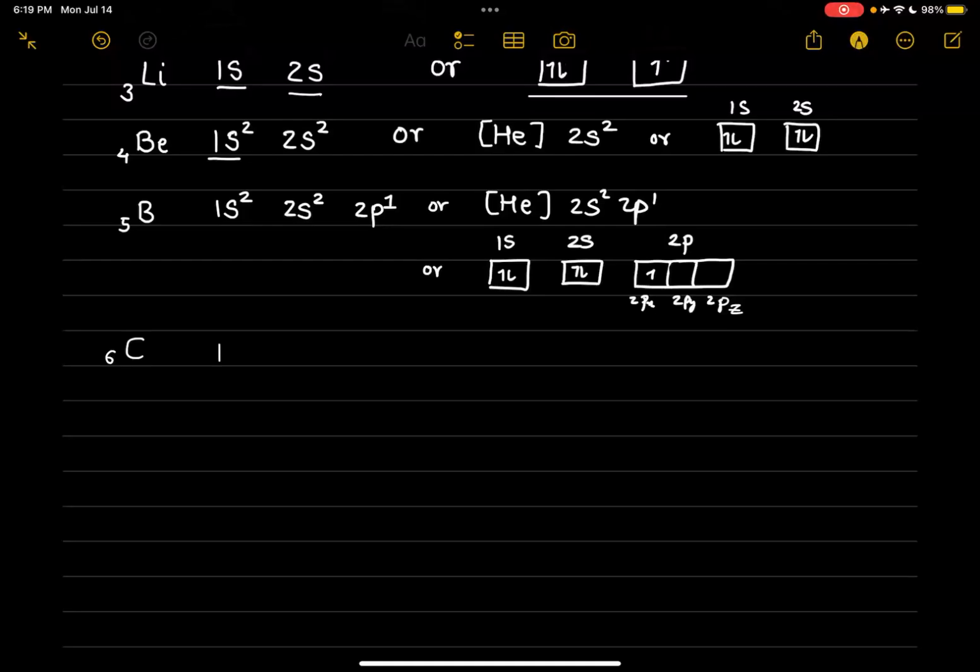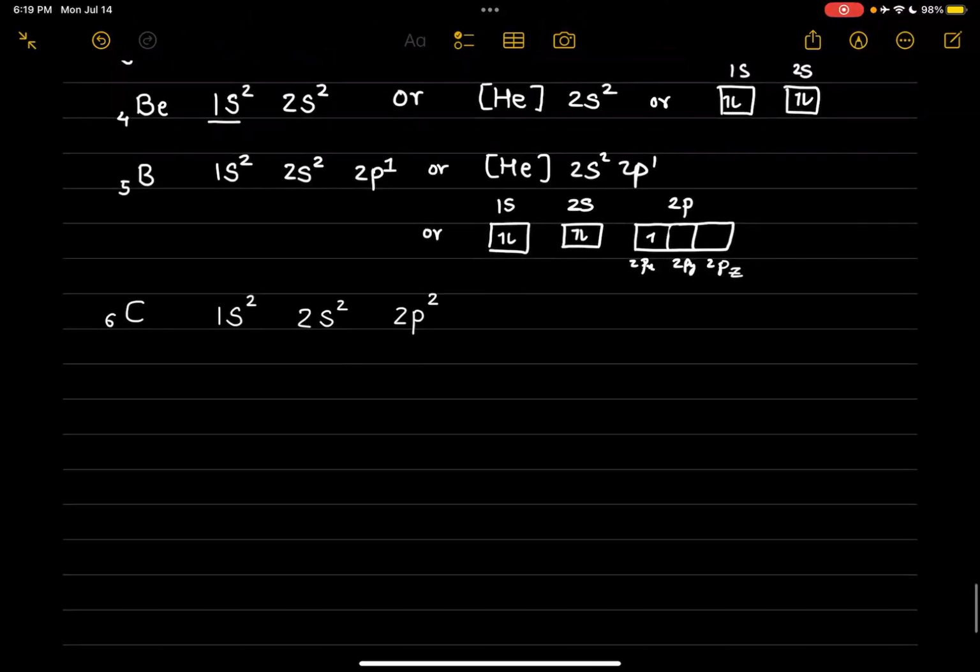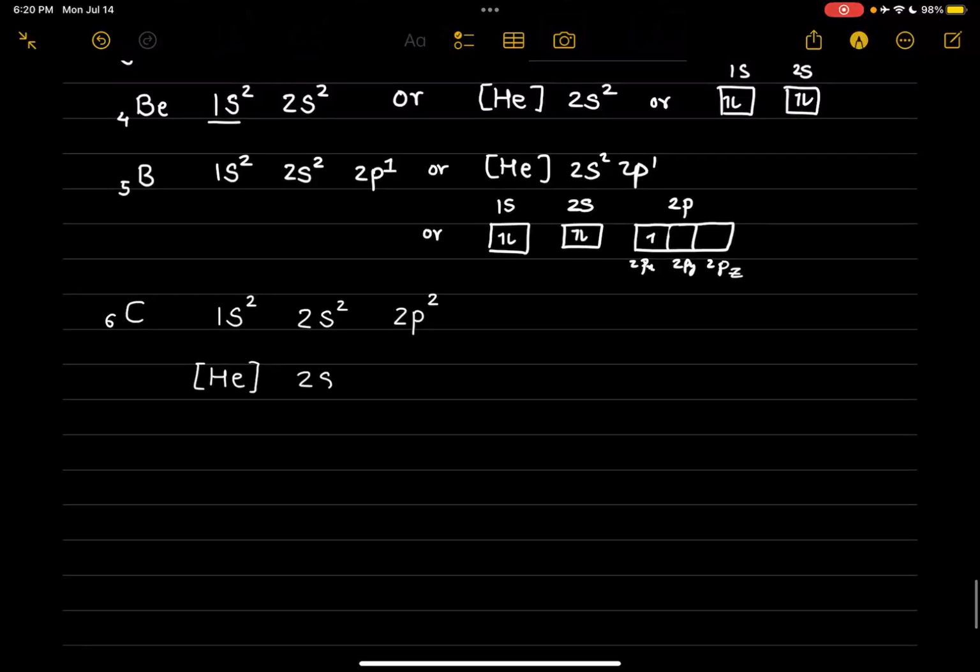Why do you need one more rule? Because of the 6 electrons, 1s will have 2 electrons, 2s 2 electrons, and 2p will have 2 electrons. If you write it like this, it is okay. It is not a problem. Or you can write it like this: the inner electrons can be represented by writing the symbol of the preceding noble gas, which is helium. Got it?